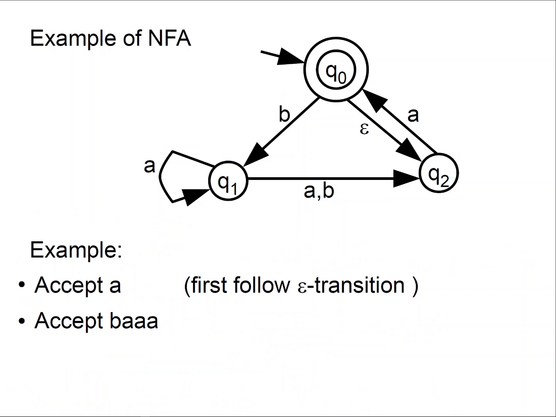Here is an example. This NFA accepts the string A. How? Starting in the start state, I can first follow the epsilon transition without matching anything, and then I go back to the start state, which is also an accept state, by reading A. It also accepts B, A. Because you can do a B, then an A, then another A, then go back here with the epsilon transition, and then you can go back here and accept.